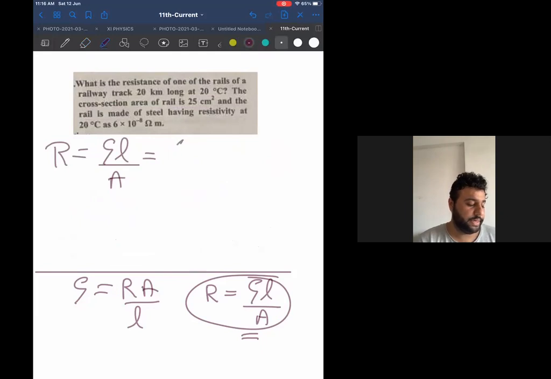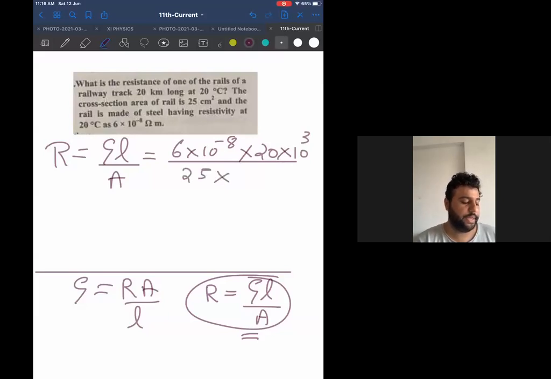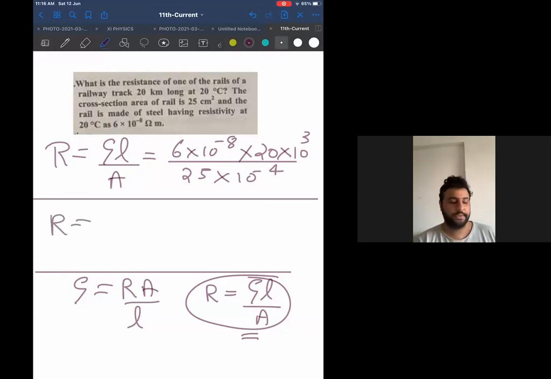Now rho is given as 6 into 10 power minus 8, into length. Length is 20 kilometer, that is 20 into 10 power 3 meter, upon area, which is 25 into 10 power minus 4 meter square. Therefore, R is equal to, look at this. Here you just have to simplify. Now what will we simplify first? See how I do it on the screen.